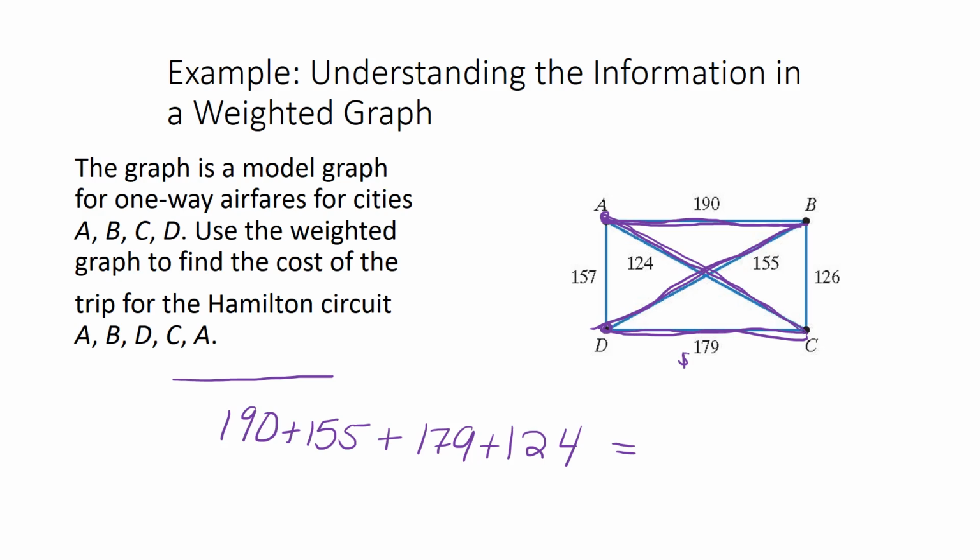And if you add those up, 190 plus 155 plus 179 plus 124, that should give you $648 to make that trip.